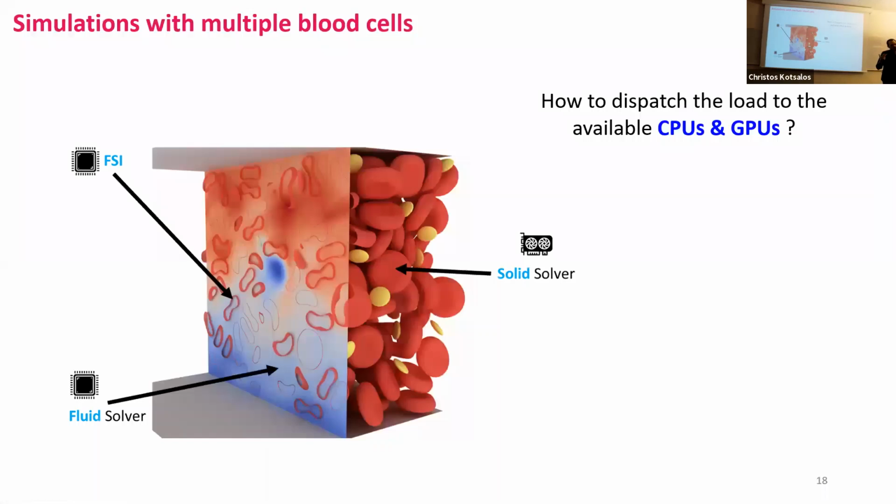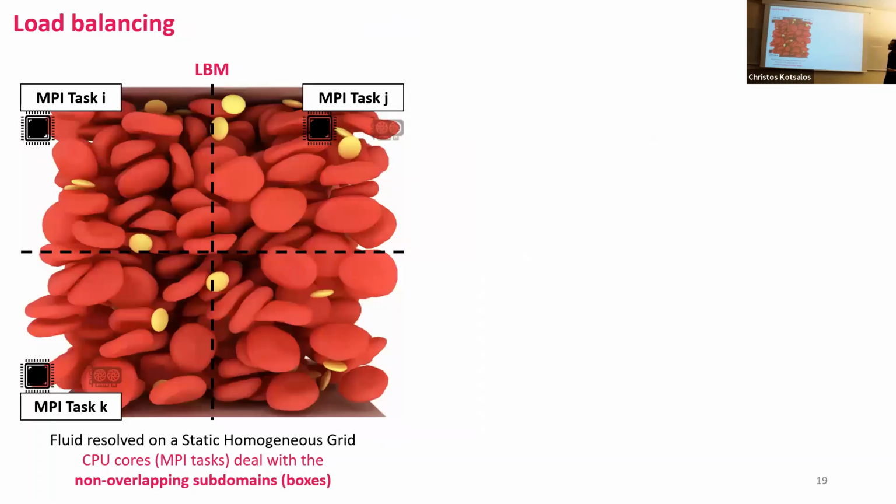But okay, so far so good, but I just showed you single red blood cell experiments. Now the idea is to put a lot of red blood cells and platelets in one computational domain and do some interesting simulations. So here we have a lot of solvers to combine. We have the fluid solver executed on CPUs, the fluid-solid interaction, again executed on CPUs, and the solid solver executed on the GPUs. So now the question is how we are going to do the load balancing, dispatching the load to the available CPUs and GPUs. Let me start with the fluid solver part, the lattice-Boltzmann solver of our framework.